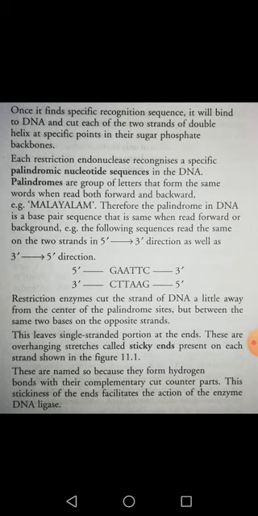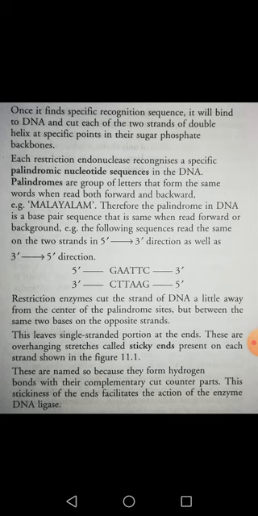Therefore, a palindrome in DNA is a base pair sequence that is the same when read forward or backward. For example, if you read in the 5 to 3 prime direction, you will find the same sequence, GAATTC, in the upper strand, and in the lower strand you can also read GAATTC when reading from 5 prime to 3 prime. Restriction enzymes cut the strand of the DNA a little away from the center of the palindromic site, but between the two same base pairs.